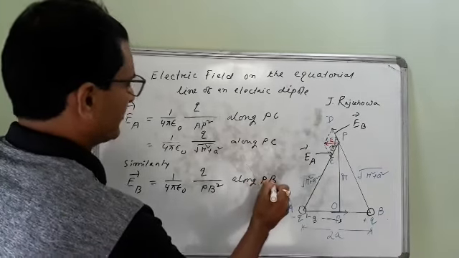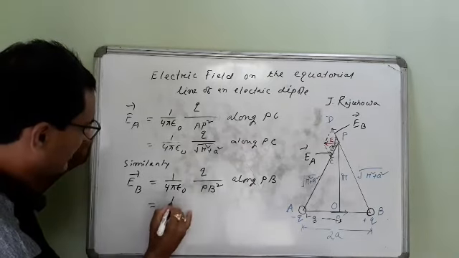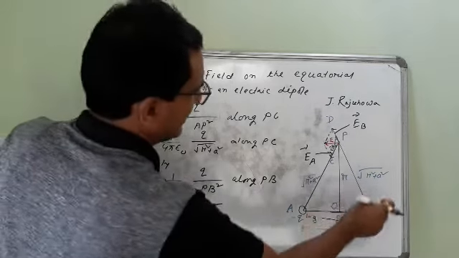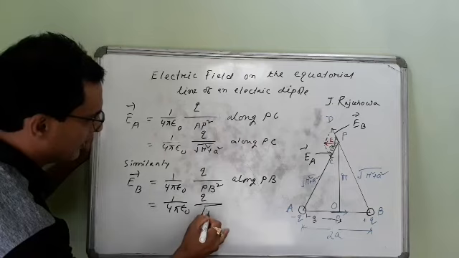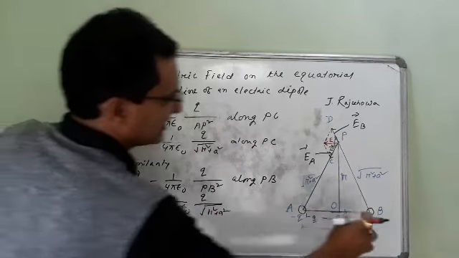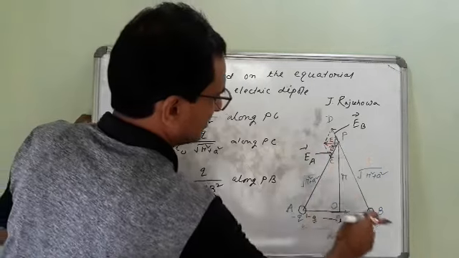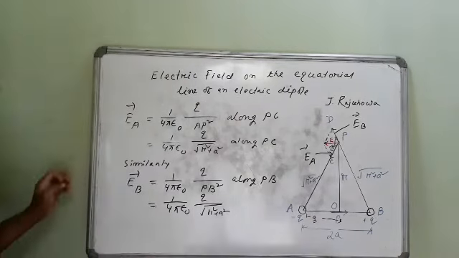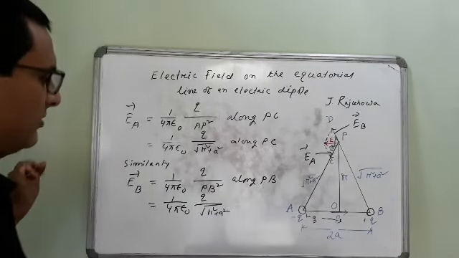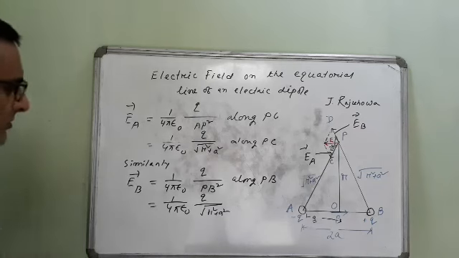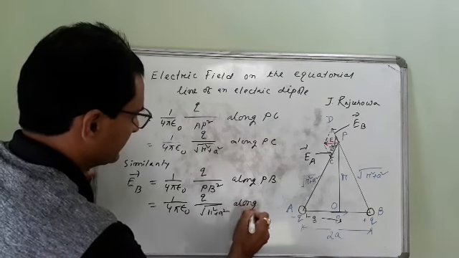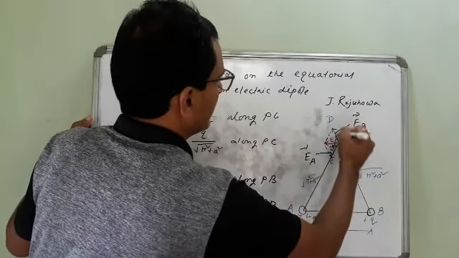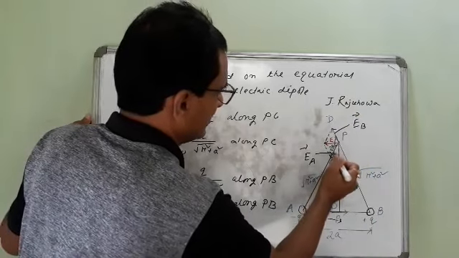Along EB. Now what is the value here again? Put 1 by 4 pi epsilon naught, Q by, what is PB? Again PB is equal to root over R square plus A square, since this is again A and this is R, so it is a right angle triangle PBO. So this hypotenuse is equal to root over R square plus A square. Okay. Now this is the direction of EB, and this is the direction of EA.